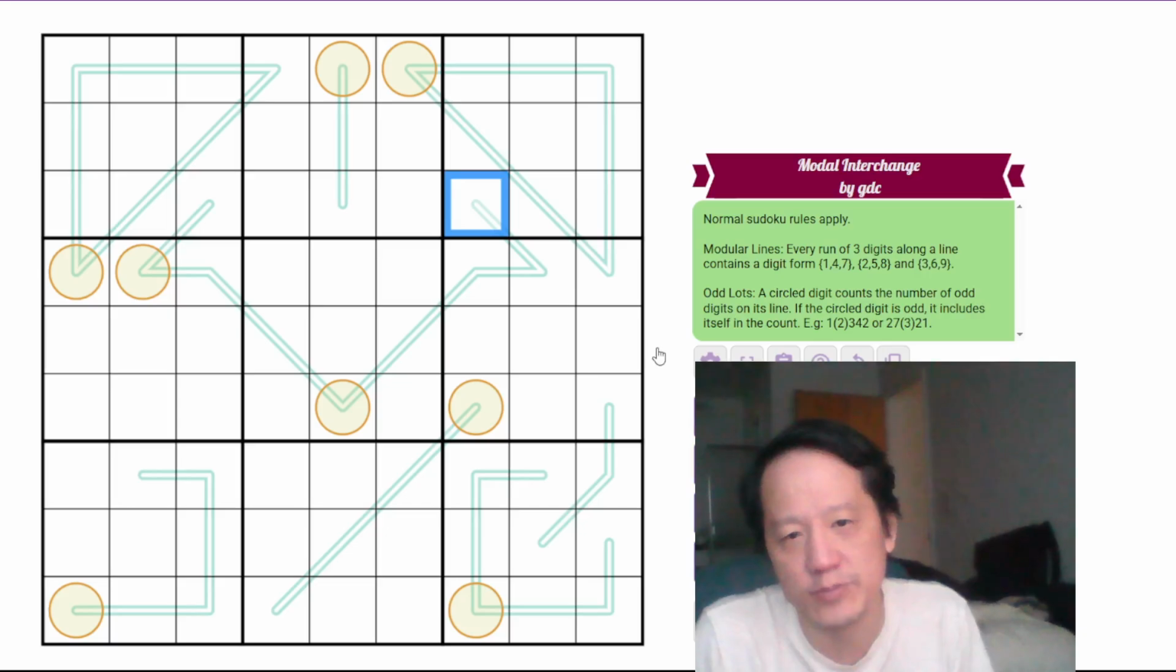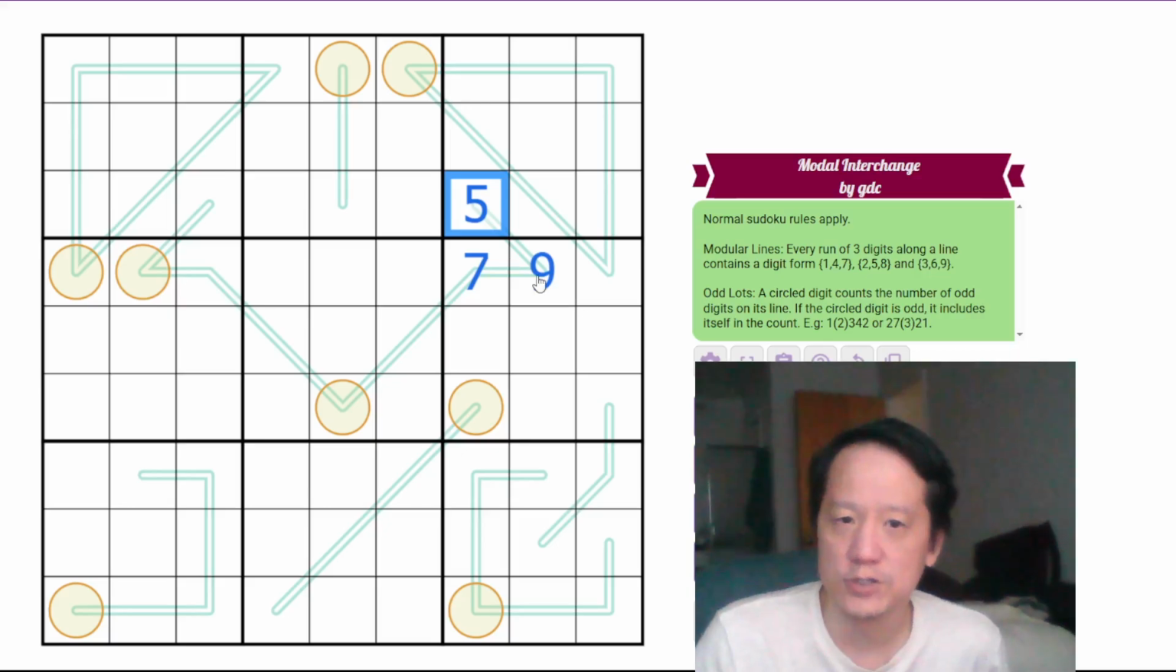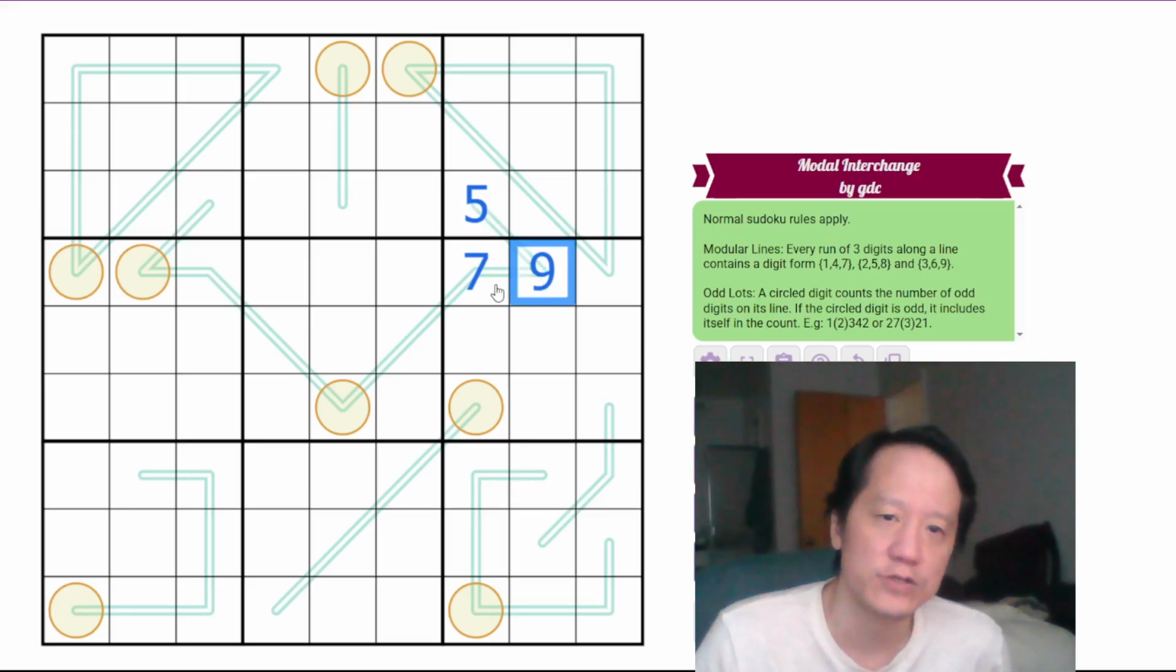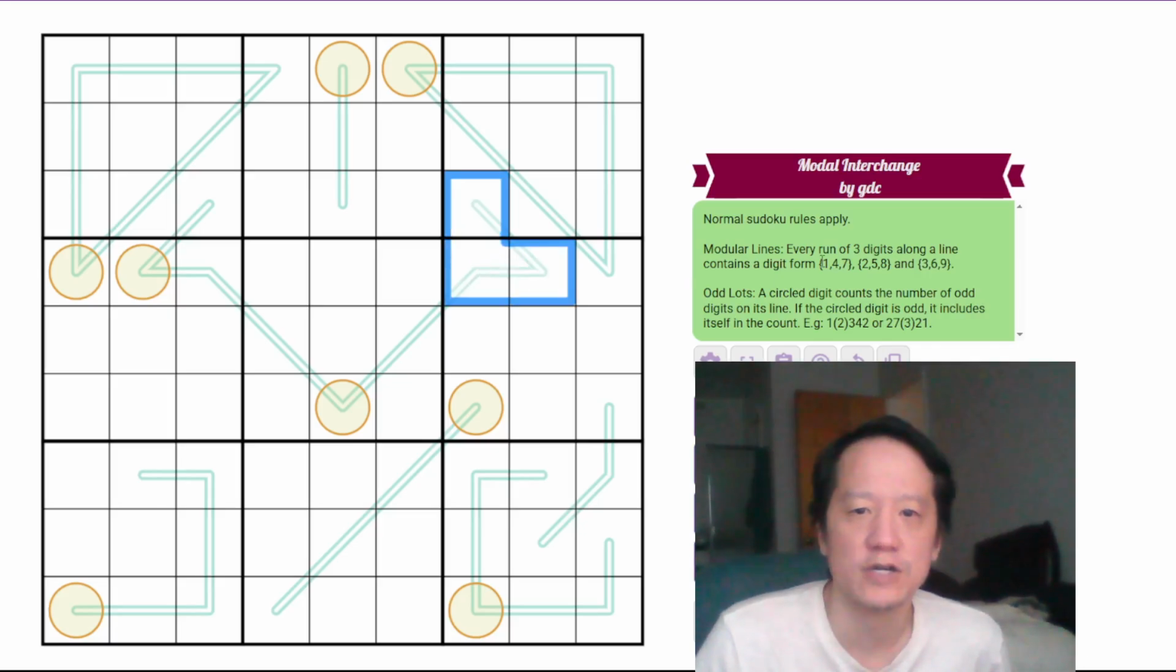You could have an example here, could be something like 5, 9, and 7. Because 5 is from 2 modulo 3, 9 is from 0 modulo 3, and 7 is from 1 modulo 3. So you have one of each in that set of 3 cells. And that's how modular lines work.